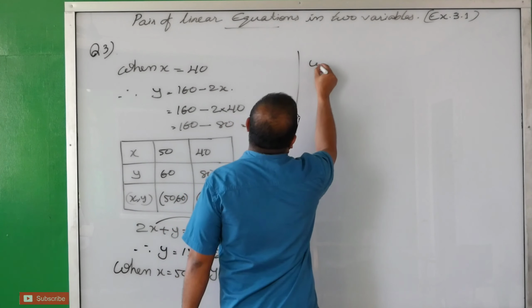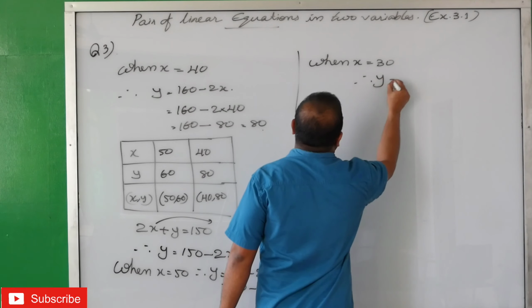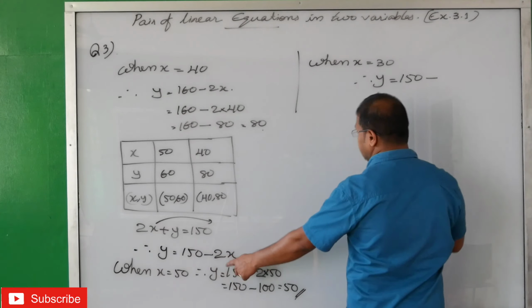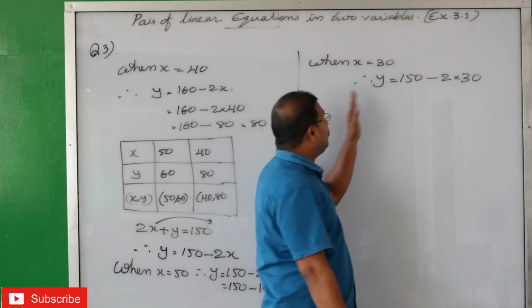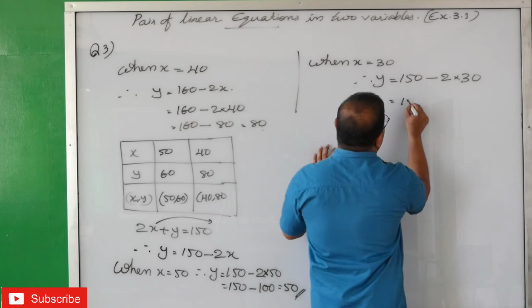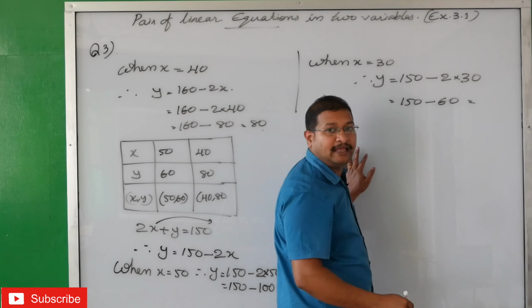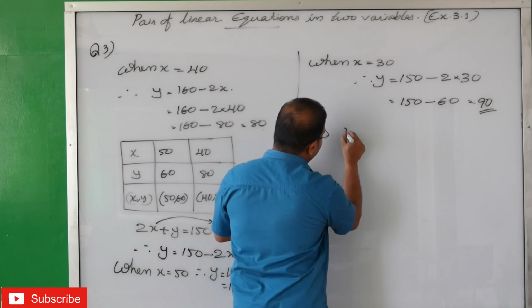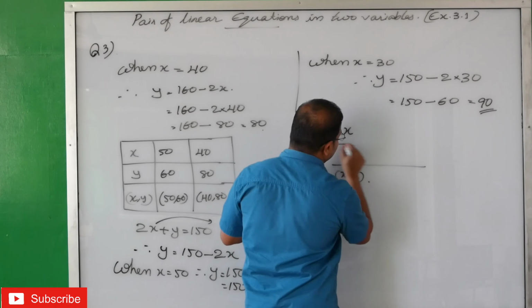Now we'll take when x equals 30, therefore y equals, what is the value of y? We got y as 150 minus 2 into x. X means 30. The value of x, you can put any value, that is your wish. This equals 150 minus 2 30s are 60. So 150 minus 60, 90. Ready? So we can go for the table now. X, y, x, y.